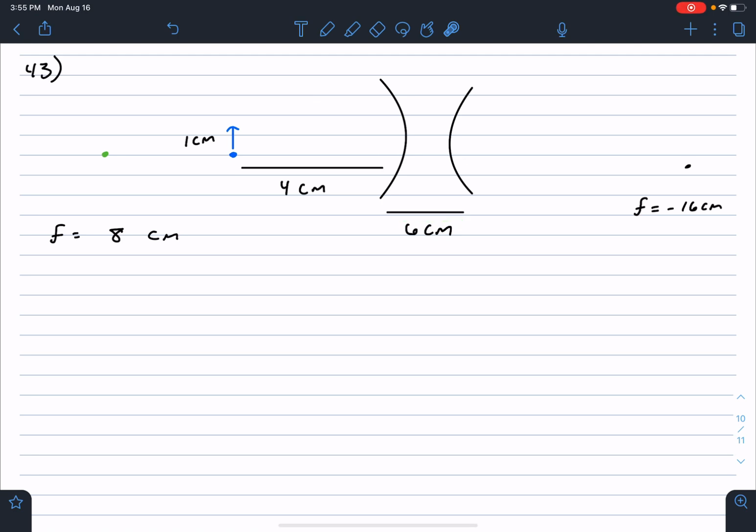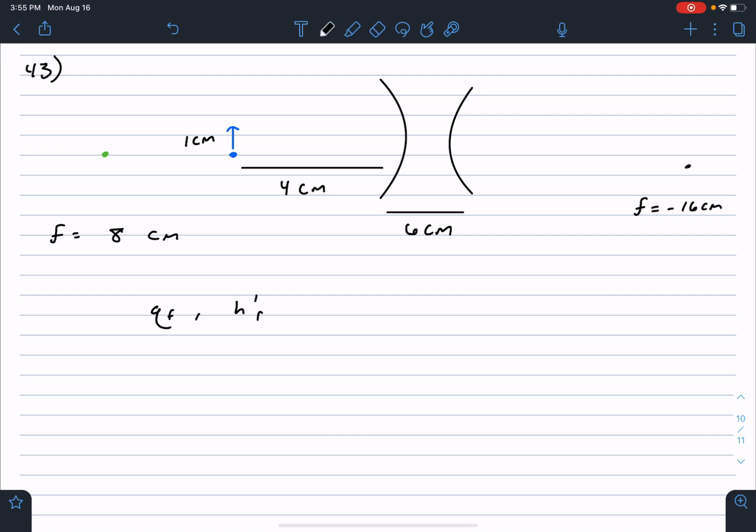This is not to scale because, well, obviously this is smaller than this one. I just ran out of room. So this is 6 centimeters away. And this lens has a focal length of negative 16 centimeters. Then we're asked to find the position and the height of the final image. So we want the position of the final image, we want the height of the final image.